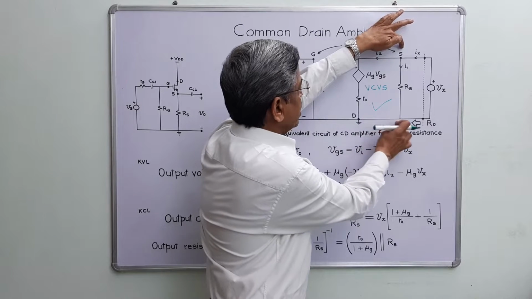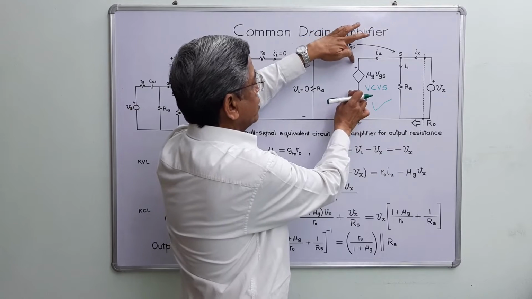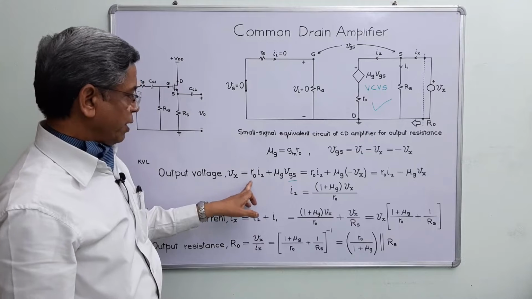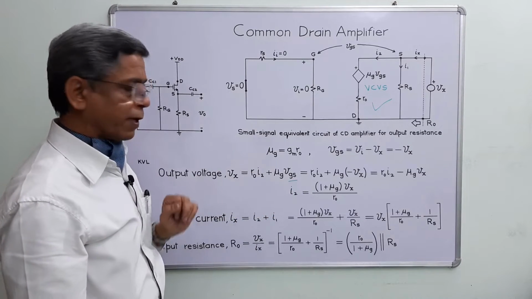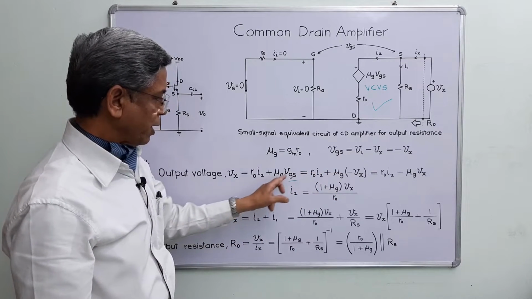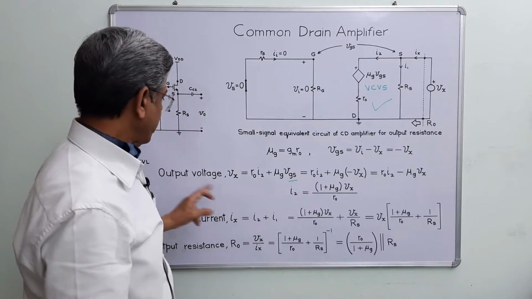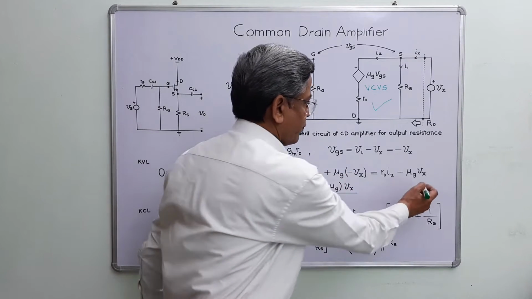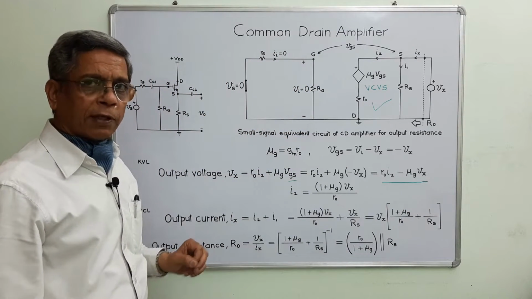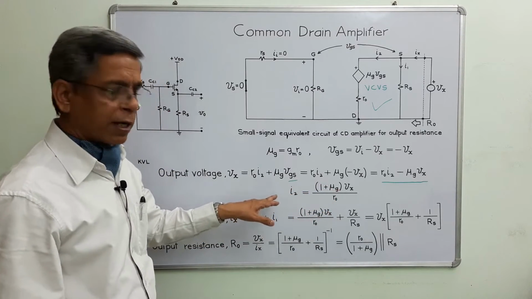Between source and drain, the output voltage is Vx, which is equal to the sum of the potential difference across these 2 points and across R0. Putting the expression for individual items and putting the value of VGS, which is minus Vx, ultimately this is the final expression for output voltage Vx. From this equation we get the expression for current I2, which is passing through R0.